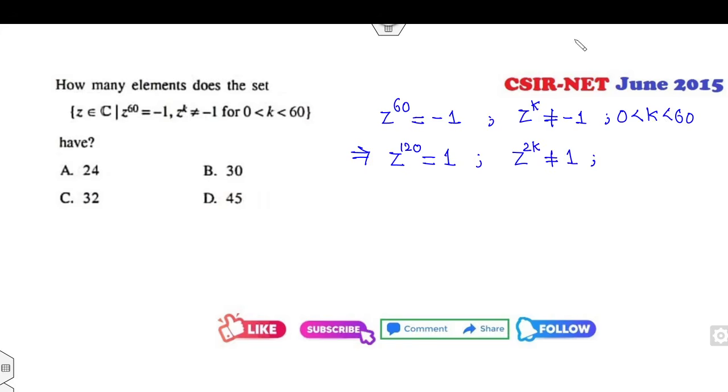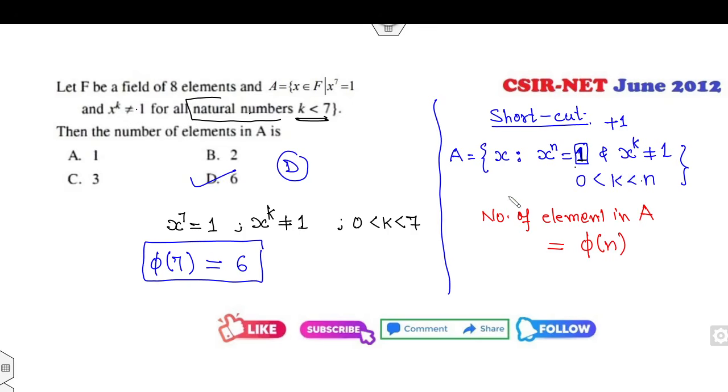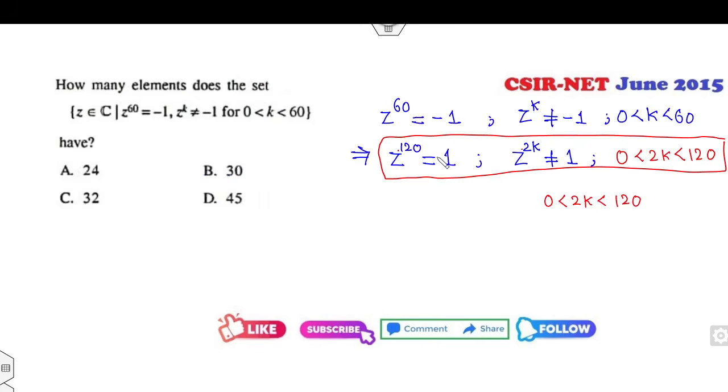Now what is your target? Your target is to prove this number should be less than 120. Fine. So I can multiply 2 on both sides. You will get this property. Now clearly this one satisfies my shortcut trick. Then the number of elements will be phi of n. What is the n?